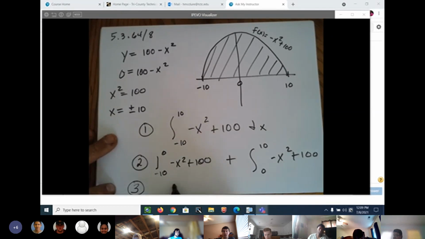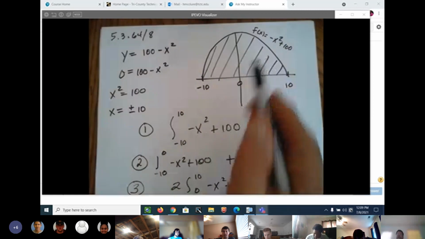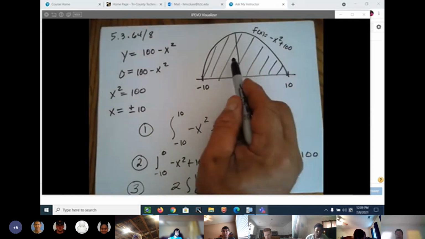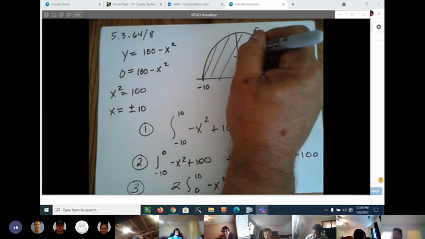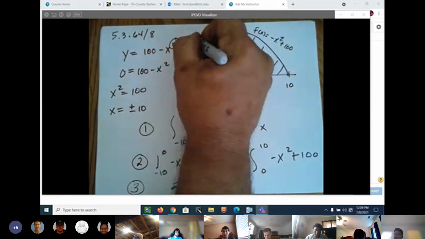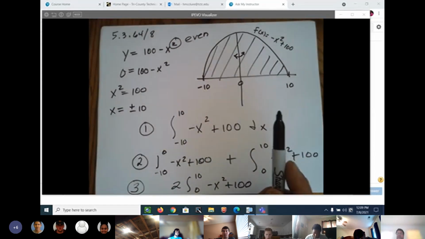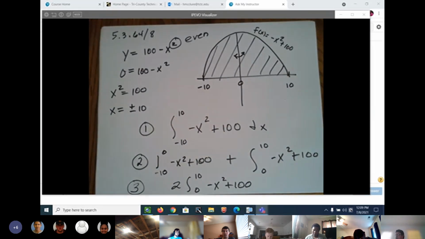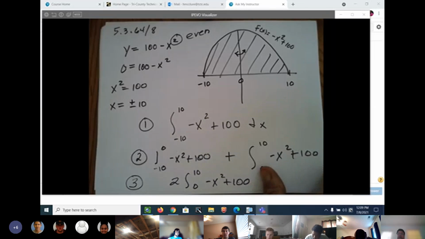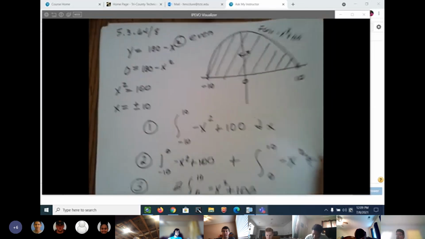3, multiply by 2 from 0 to 10 of negative x squared plus 100. There's 3 ways to do this problem. Now remember, if it's symmetrical around the x-axis, that means it's even. It's an even function. And it's very simple to do an even function like this and multiply by 2 because it's symmetrical around the x-axis. So let's finish it. I'm going to do the bottom one because that's the one you should do because it's real simple.